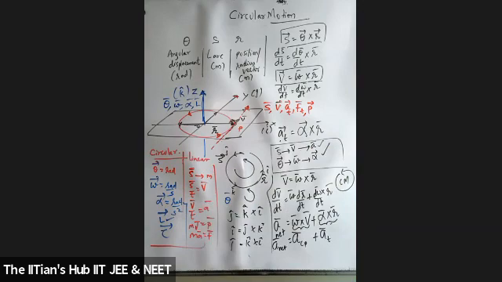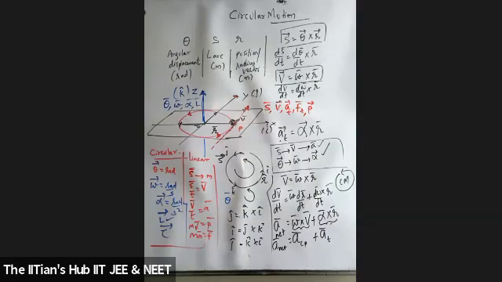0, because omega was constant. If I'm going for uniform circular motion, friends, what exactly will d omega by dt be? 0. Tangential acceleration will be 0. But for non-uniform circular motion, the particle or the body will have 2 accelerations. Is this clear? Yes, sir.